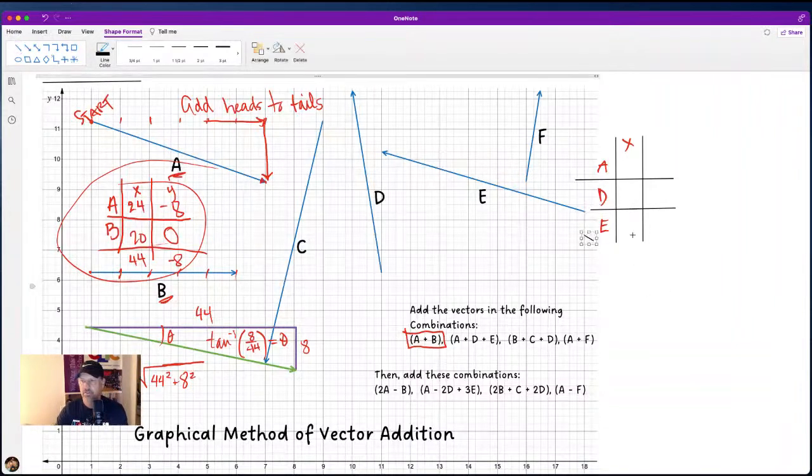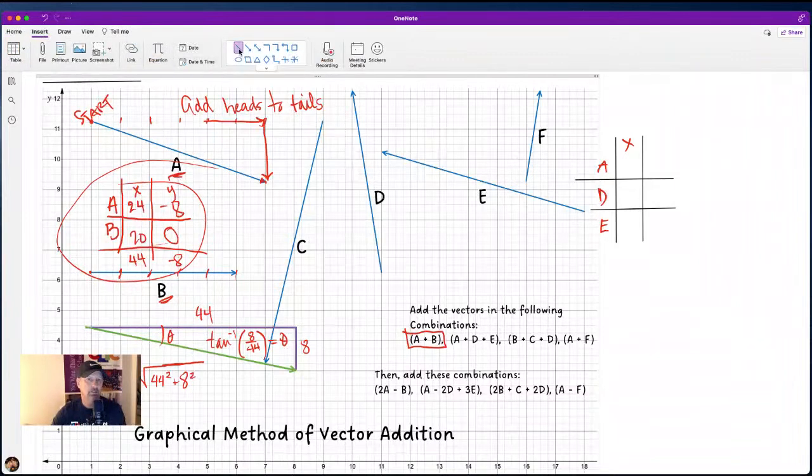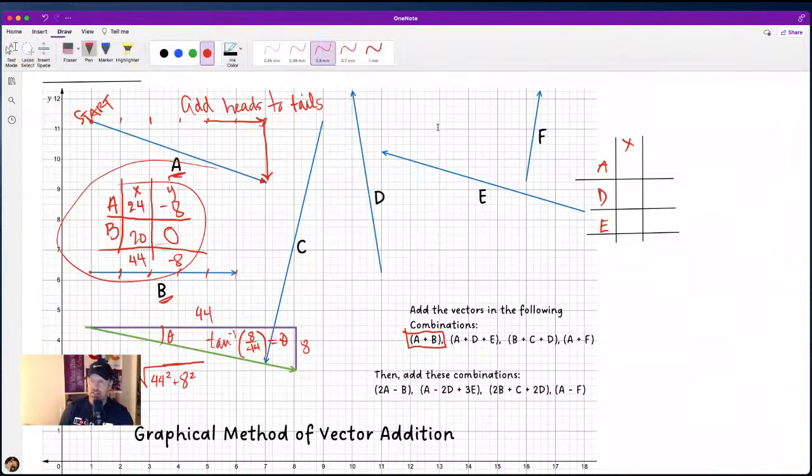And then we'll try that again. Insert straight line. There we go. Kind of all over the place here. So that's how we'll end. And then we'll write in our X and Y values for each of the vectors. And we know that A has 24, negative 8. So we're going to go ahead and do that. 24, negative 8.